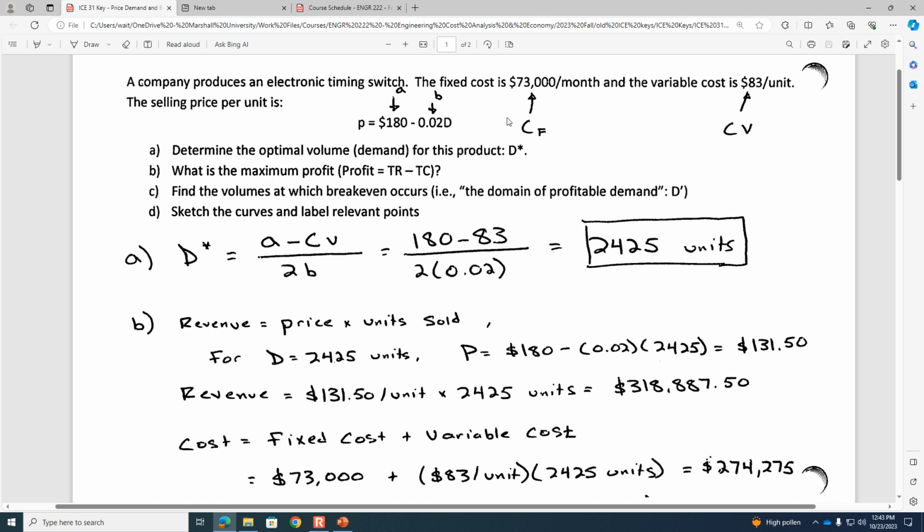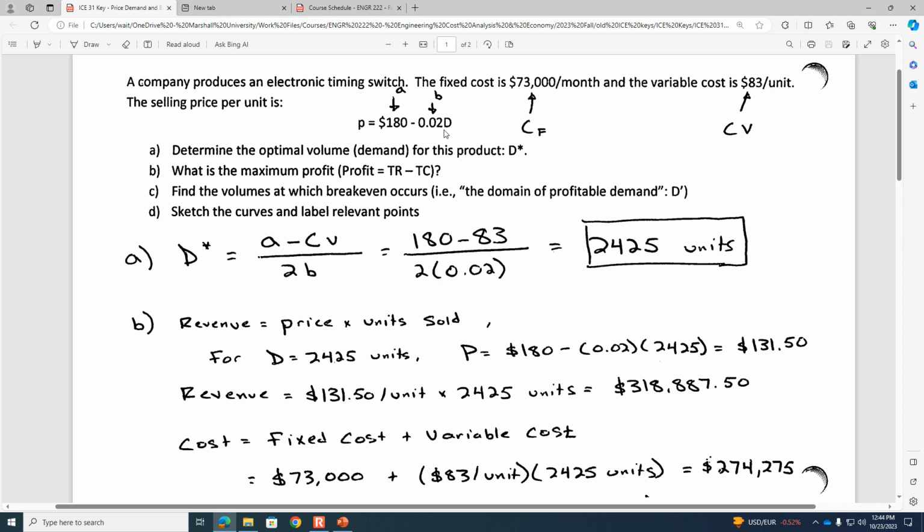So D has units associated with it. It's got a time component. And in this case, it's demand of units per month. So this equation that relates the amount of demand and the price, we're talking about units per month being sold. So the optimal volume would be 2425 units per month.